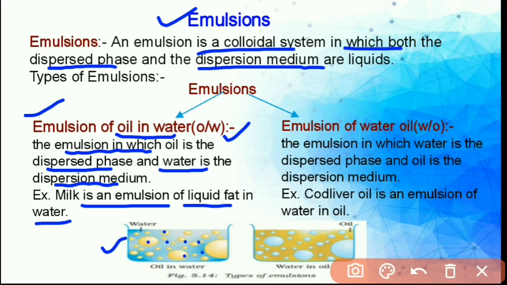The next type is the emulsion in which water is the dispersed phase and oil is the dispersion medium. For example, cod liver oil is an emulsion of water in oil. This type of emulsion is called water in oil, in short form W/O.